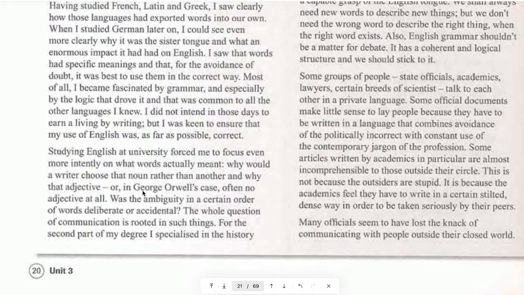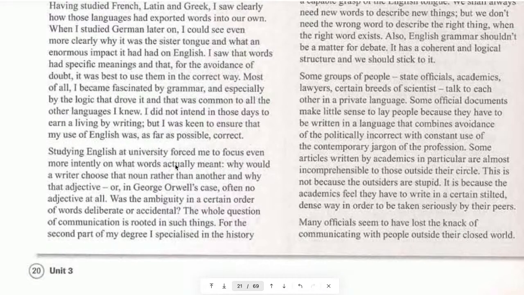What words actually meant. Why would a writer choose that noun rather than another? And why that adjective? So what is that, word order or word choice? Yeah, that is word choice, not word order. That's just the choice of words. So should we choose this noun or the other noun, or this adjective or the other adjective? So that's just word choice, not word order at all. You understand?